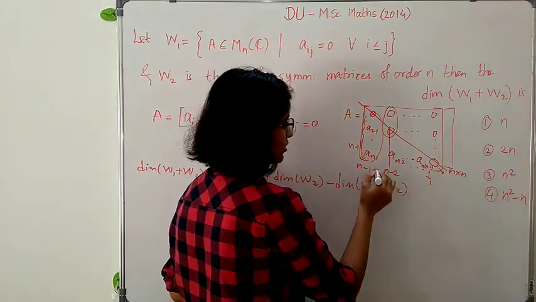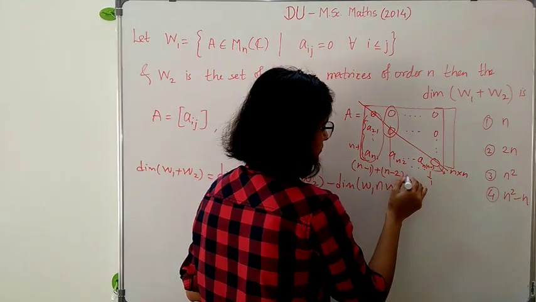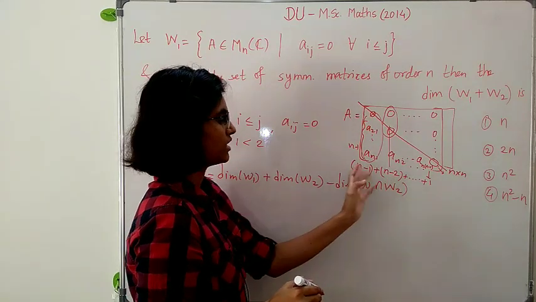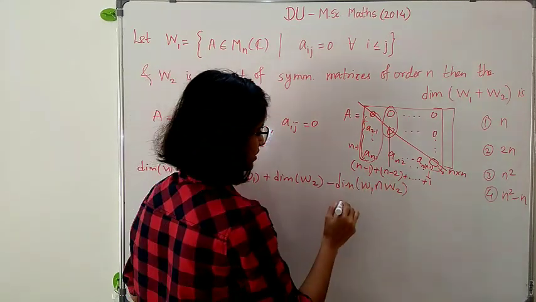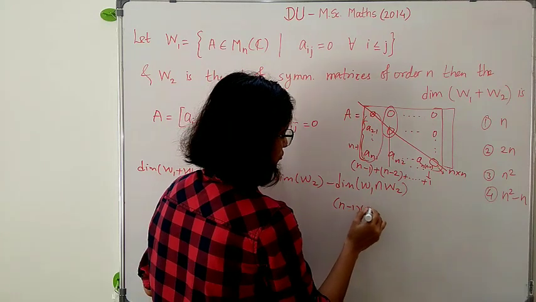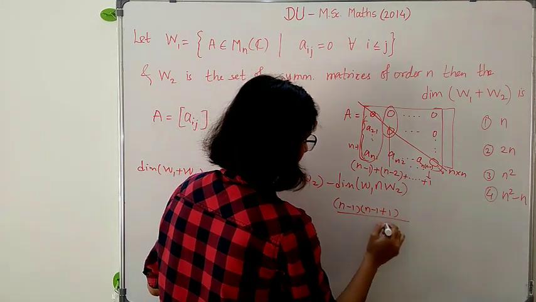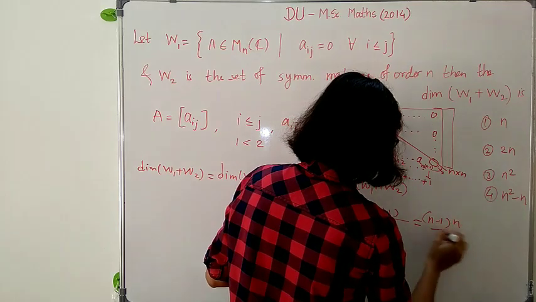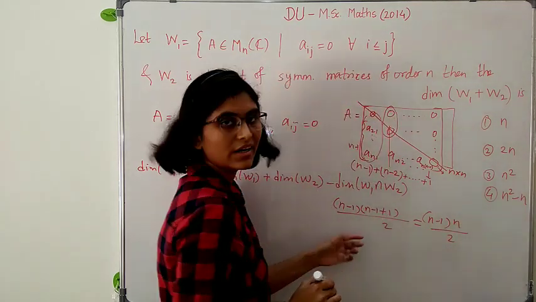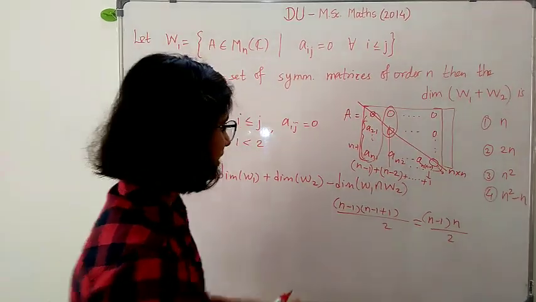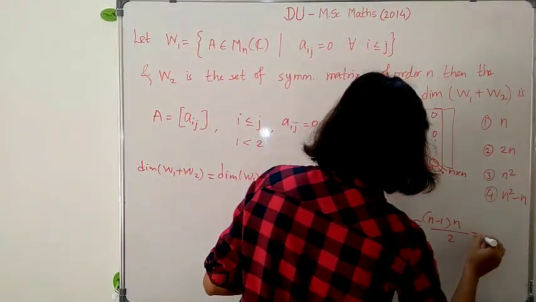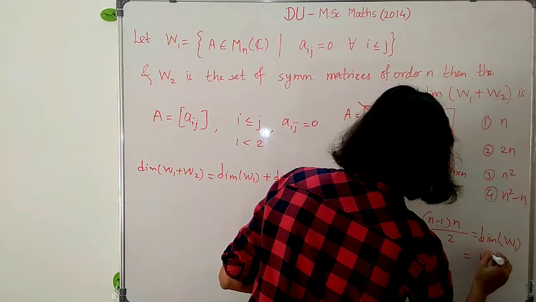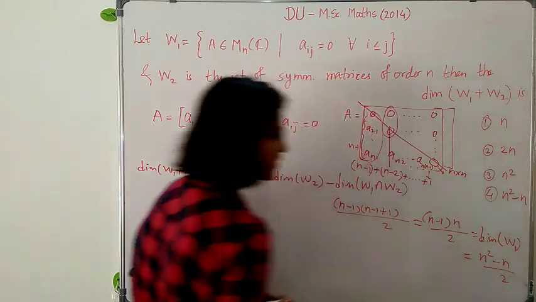So you take the sum of all these numbers, right? So this is just a sum of the first n minus 1 numbers. So what is the formula? This is just (n minus 1) into (n minus 1 plus 1) divided by 2, which is just equal to (n minus 1) into n by 2, right? So the dimension of W1 is just equal to (n square minus n) by 2, right?